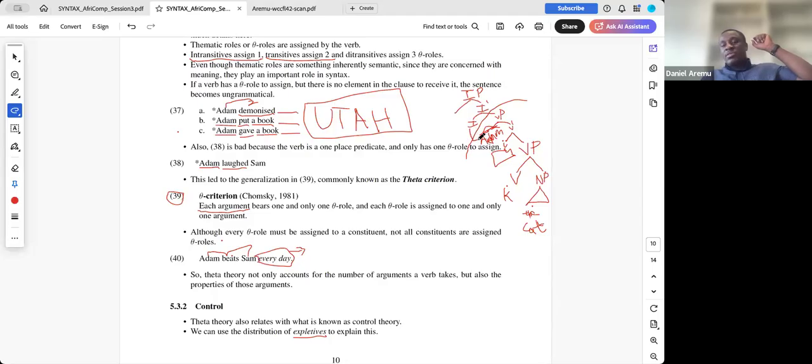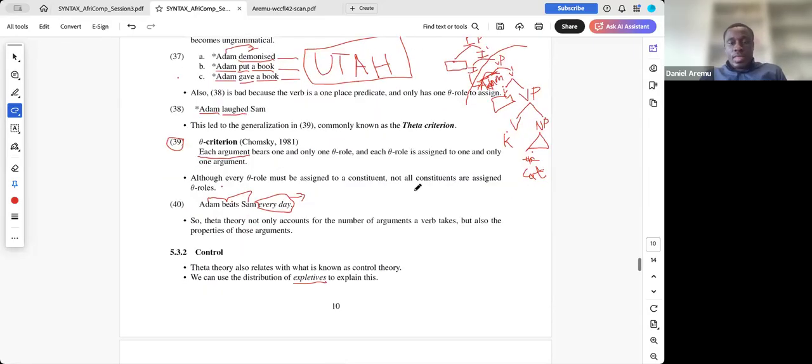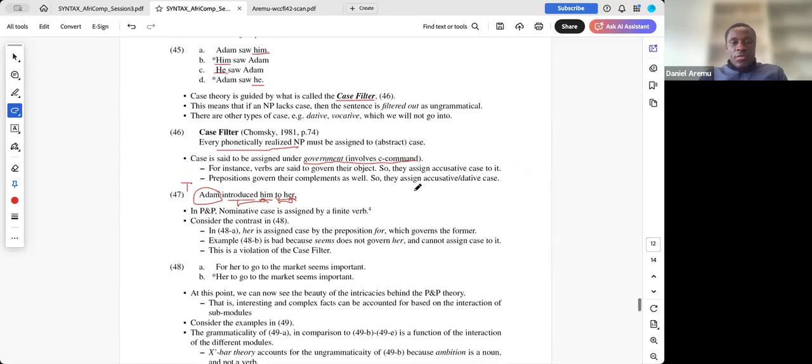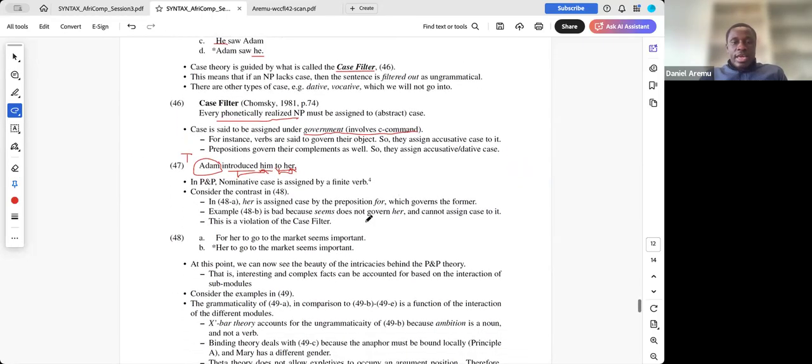So government is realized, C-command is realized. Why? Because when Adam is first merged, it is merged inside the VP, and then when it gets the case, you can assume that the case is strong, and that's why Adam can now raise to this position. A lot of things going on. Okay. So that is it for case filter.